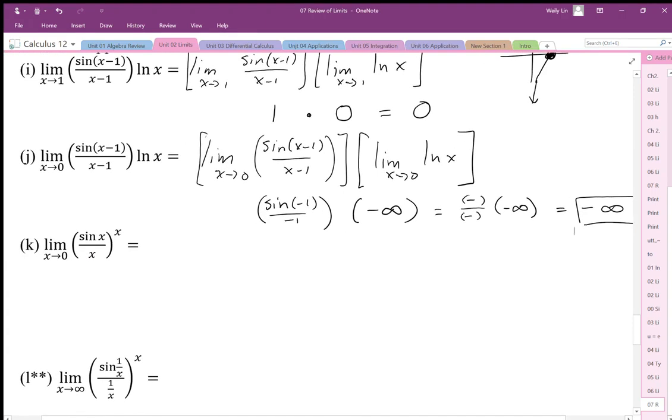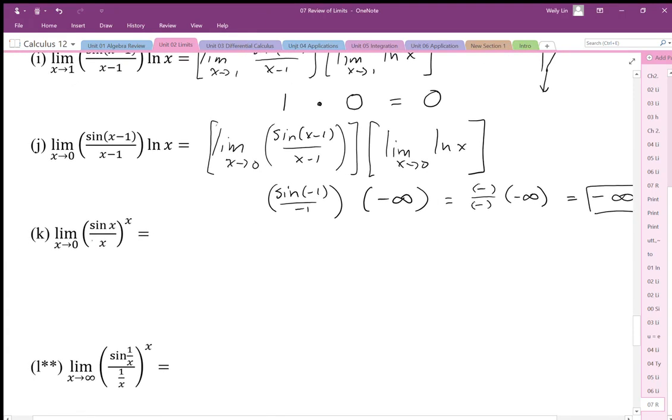Okay, moving on to this one here, we can do the limit here. So we can just apply the limit to the base. Okay, so we're going to do this limit as x goes to 0 of sine x over x. Okay, and I'm just going to pull this down a little bit to give myself a little bit more space to work.